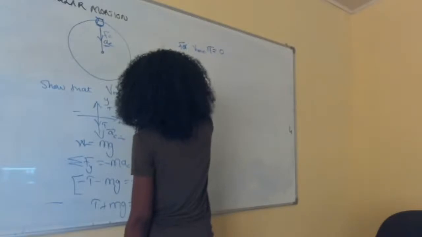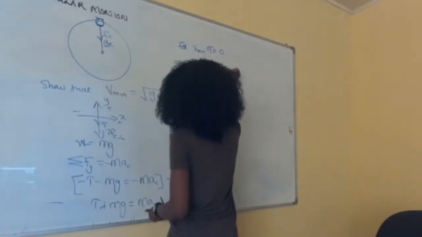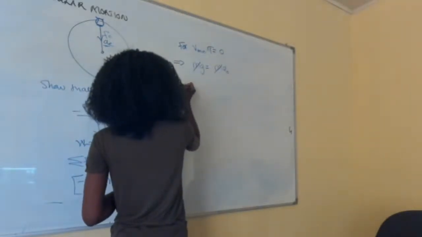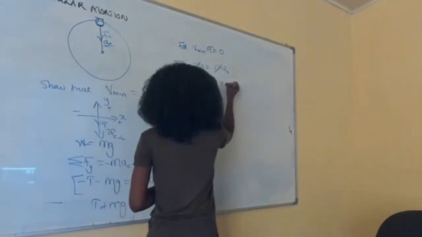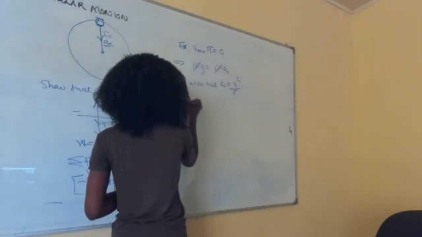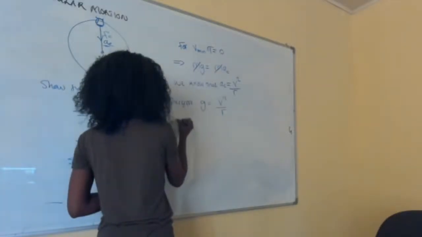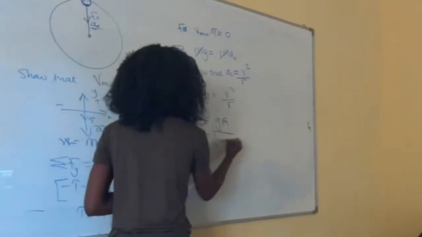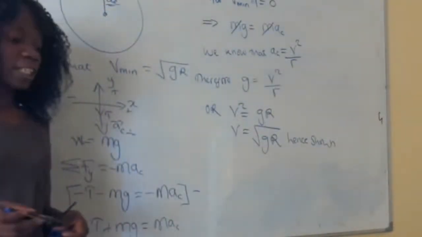So if tension is equal to 0, that implies that mg will just be equal to mac. The m is common, we can cancel it out. Now remember, we know that ac is just equal to V squared over R. Therefore, this g is simply equal to V squared over R, and V squared is equal to gR. Hence, V is just equal to root of gR. Hence shown. And that's the end of the problem.